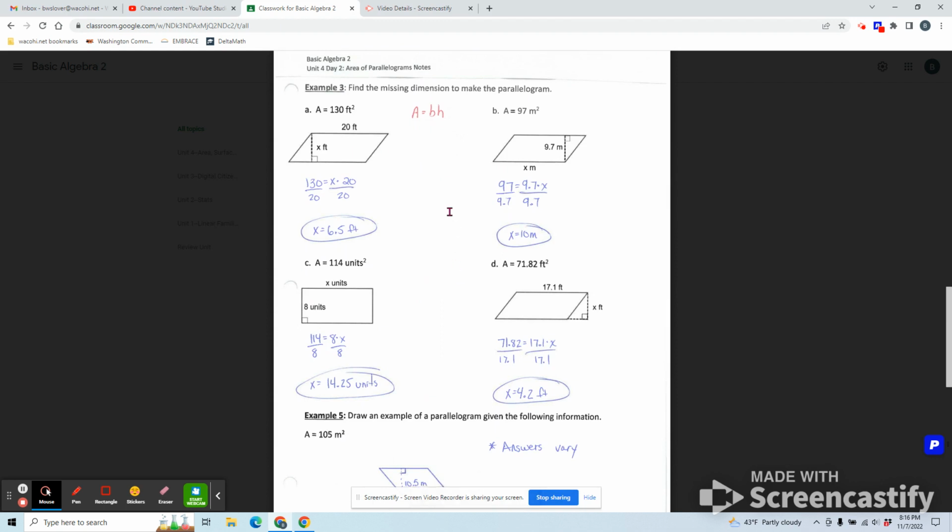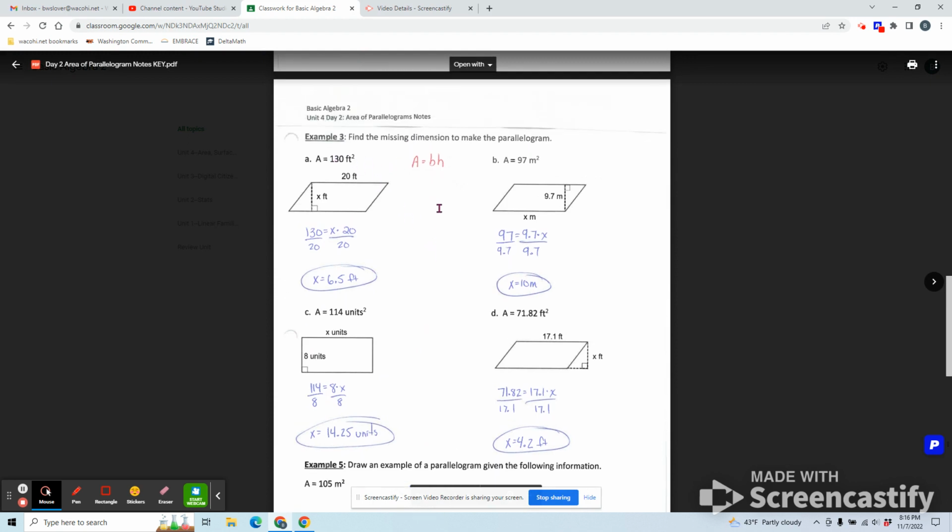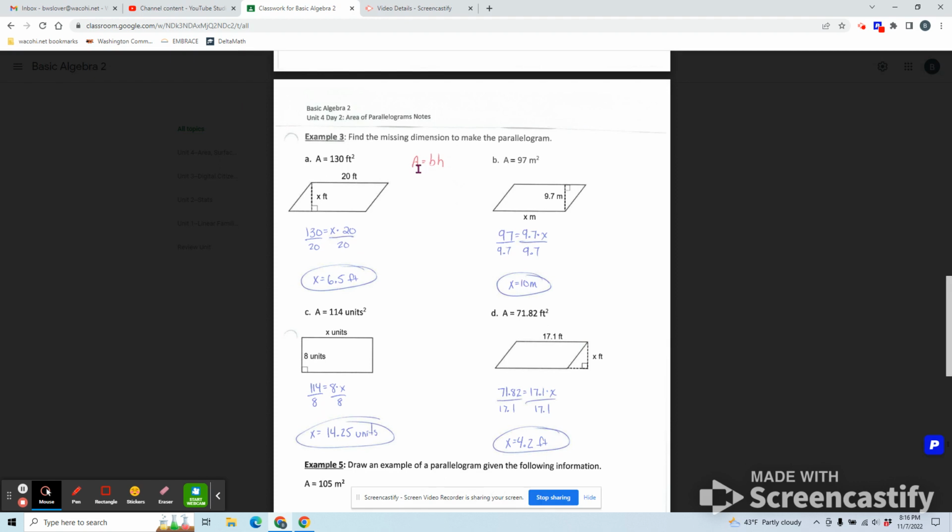Example 3, we are working backwards. I give you the area, and you need to find the missing measurement. So here's our formula. Area equals base times height. I'm plugging in the information I know. The area, 130 square feet. Remember, I'm not putting in 130 squared. I'm not putting in 130 feet squared. I'm using the value, the 130. That's going to equal base times height, 20 times x, or x times 20. It does not matter. You get the same answer. So 130 equals x times 20. I divide by 20, and I get 6.5 feet.